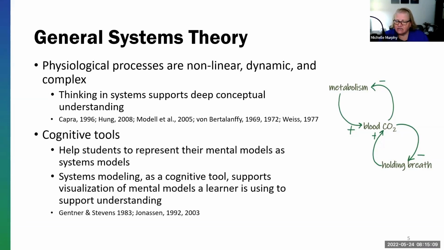Cognitive tools help us because they help students represent their mental models as systems models. Systems modeling as a cognitive tool supports visualization of mental models a learner is using to support their understanding. I just worked last week with our brand new cohort of physician assistant students, and the biggest thing that I share with them and the biggest thing I want them to take away from that initial week is that I need to know where our starting point is.